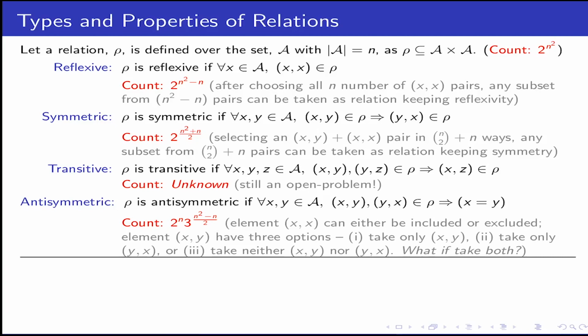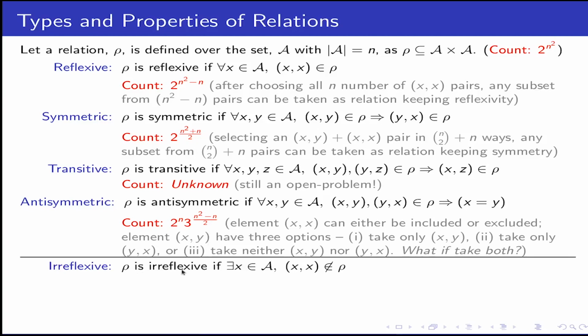You can verify all these counts yourself by taking small 2-element or 3-element sets and seeing what happens. Since all these definitions are with respect to "for all" and we define them logically, the counter definition of all these types, when we say that a relation is not reflexive, not symmetric, not transitive, not antisymmetric, is just a jugglery in the logic.